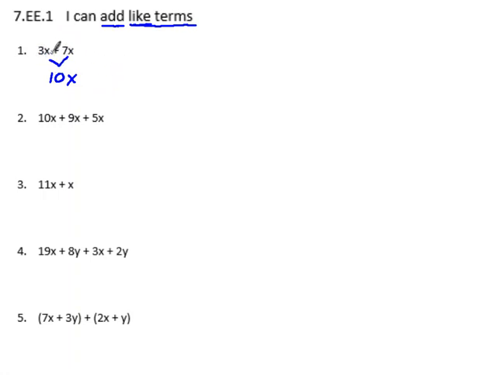Okay, it doesn't have to be just 2. In this case, we have 3 things that are being combined together. We've got a 10x being added to a 9x, making 19 so far, and another 5x. That is going to make a total of 24 x's.